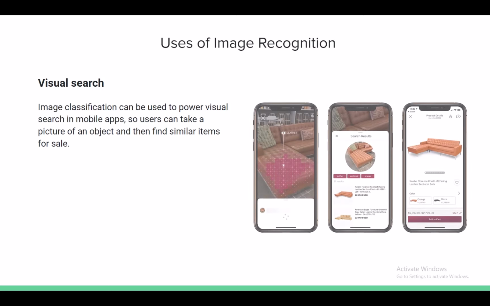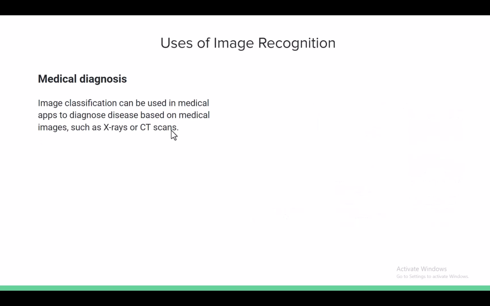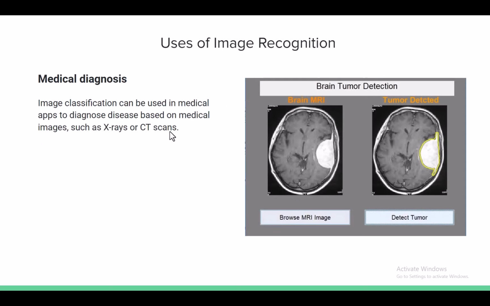Apart from that, image classification can be used to power visual search in mobile applications. It means that if you want to search for a particular item, you can just take a picture of that item and then find similar items for sale on the web. Image classification can also be used in medical applications to diagnose diseases based upon medical images such as X-rays or CT scans. Basically, we can train image classification models on X-rays or CT scans, and later we can use these models to predict or diagnose different diseases.